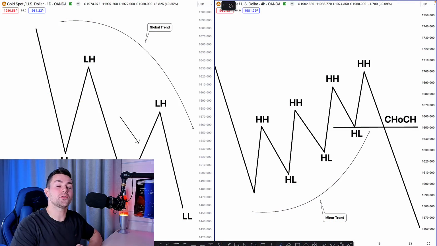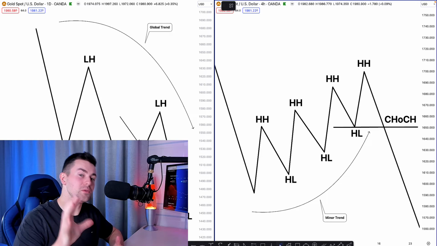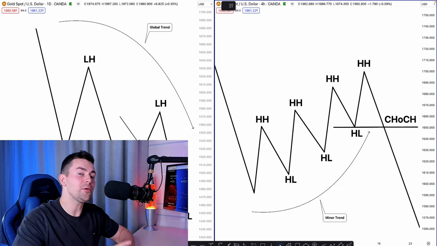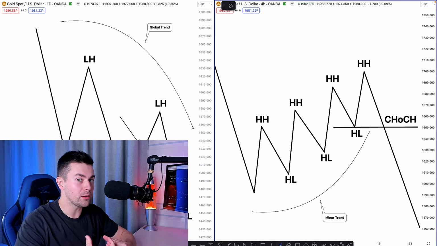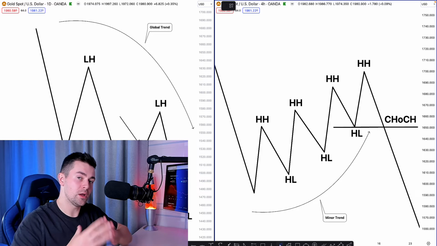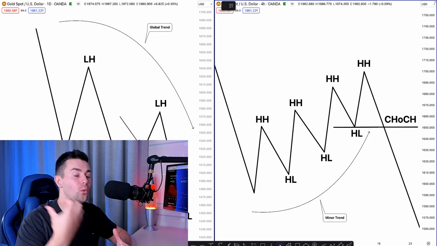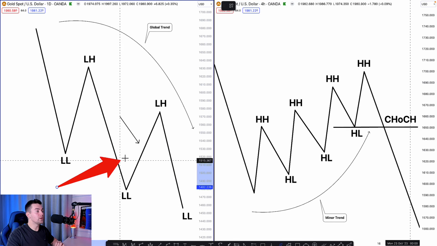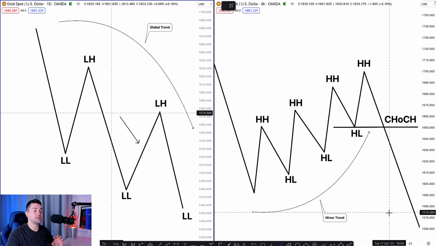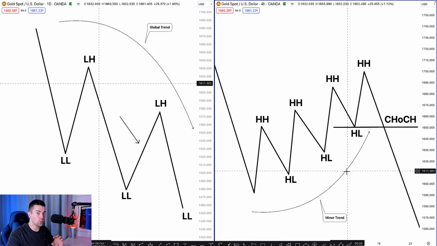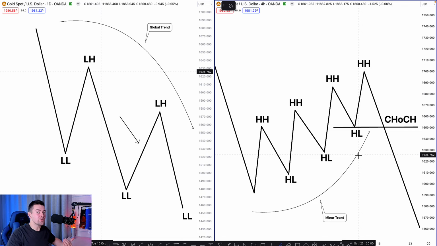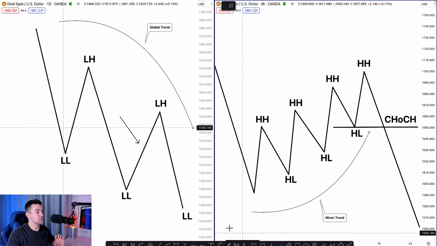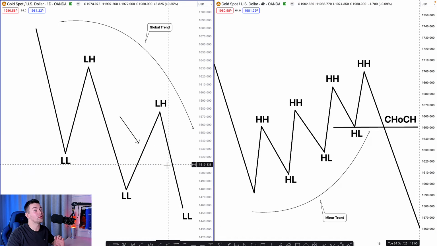But how change of character relates to multiple time frame analysis? You should remember that you can identify the market trend on any time frame. However, the trend that you identify on higher time frames will be the global trend, while the trend that you identify on lower time frames will be the minor trend. A single movement on a higher time frame can be the extended minor trend on a lower time frame. And you can apply the change of character on a lower time frame as your signal of initiation of a new wave on a higher time frame.